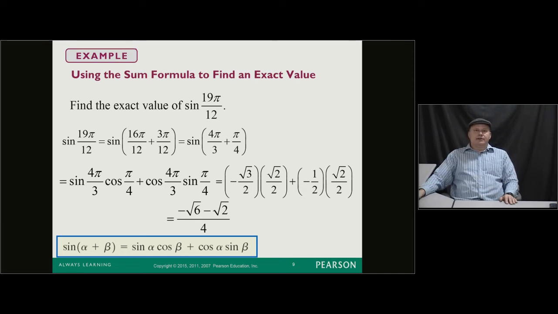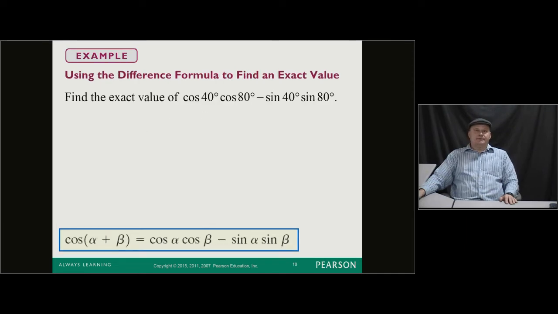All right, so let's look at another example. We're going to find the exact value of this one: cosine of 40 times the cosine of 80 minus the sine of 40 times the sine of 80. Now you're like, okay, I'll just get my calculator out. Well, that's not the way we want to do it, because it's going to give you a decimal. Well, there's a good chance it'll give you a decimal anyway. So what we're going to do is evaluate this without a calculator using the formula.